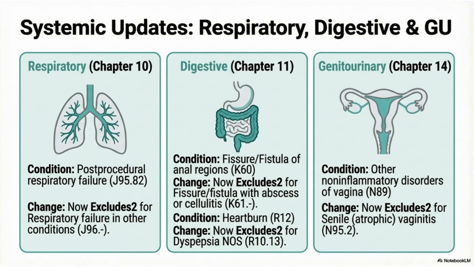Post-procedural respiratory failure can now be coded with other respiratory failures. Anal fissures and fistulas can coexist with abscess or cellulitis codes. Heartburn and dyspepsia NOS can be coded together. Vaginal disorders now allow concurrent coding with senile vaginitis. These changes support more complete documentation of overlapping conditions.